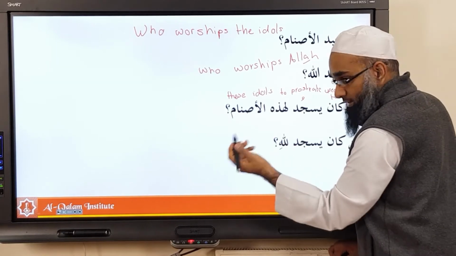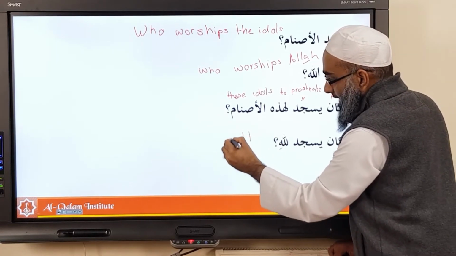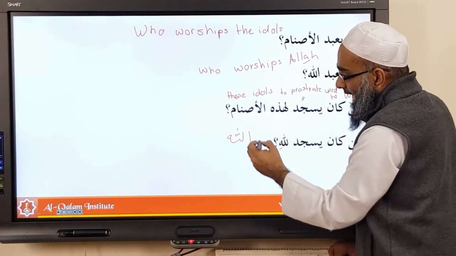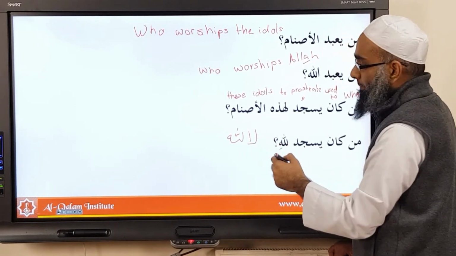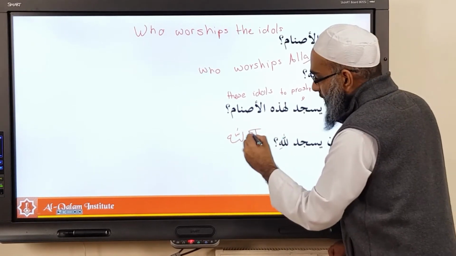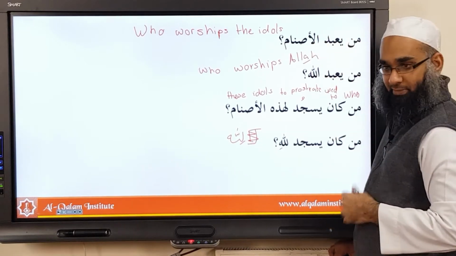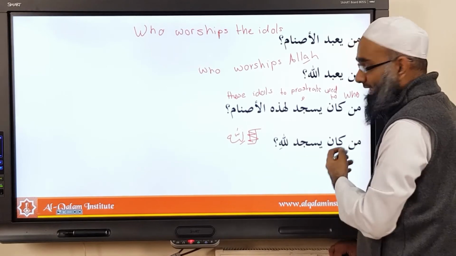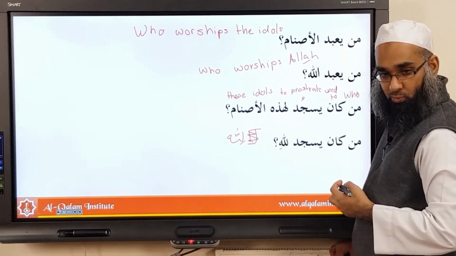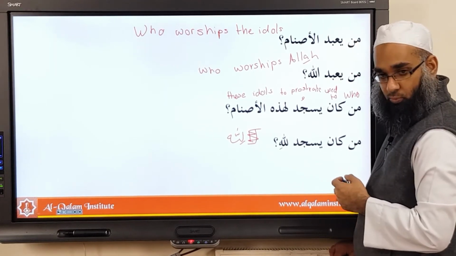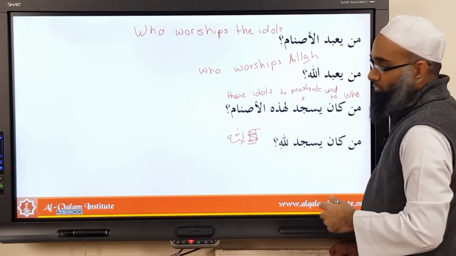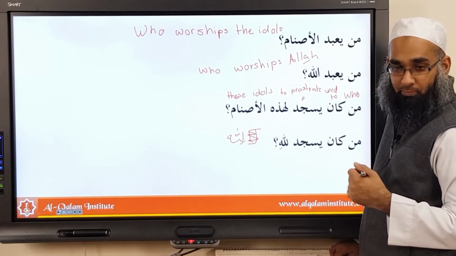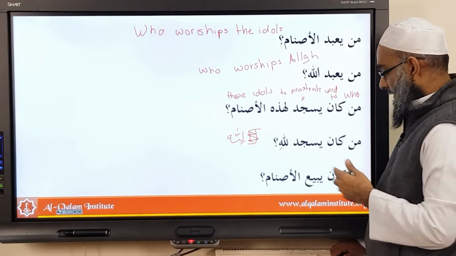No, this is one thing to remember. Yeah, this is Allah. When you add the lam, it's supposed to be like this, isn't it? Lillah. But when you have lillah, you take off both of these and make it lillah. That's how they write it. So Allah, when you make it lillah, you drop everything else. So man, read it again. Not to Allah. Who used to prostrate? Who used to prostrate to Allah?